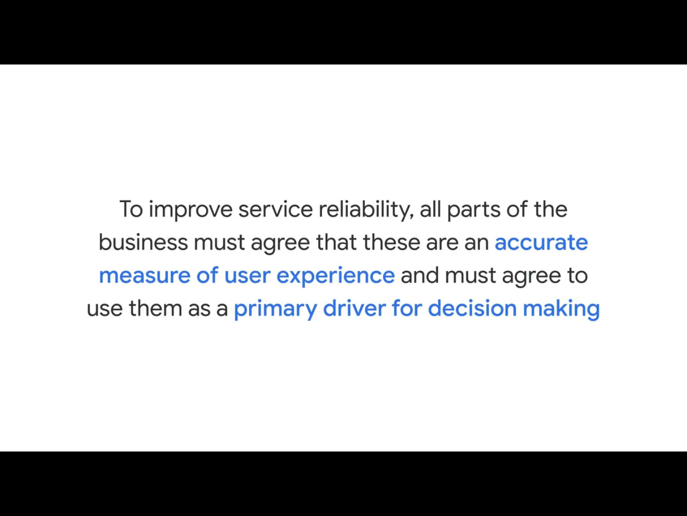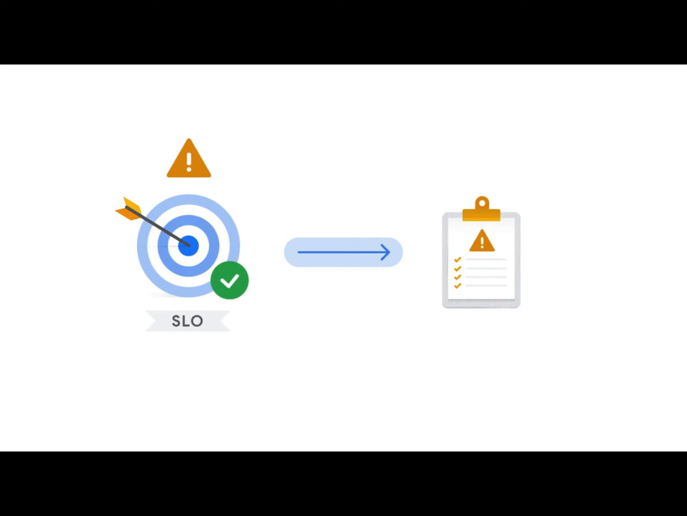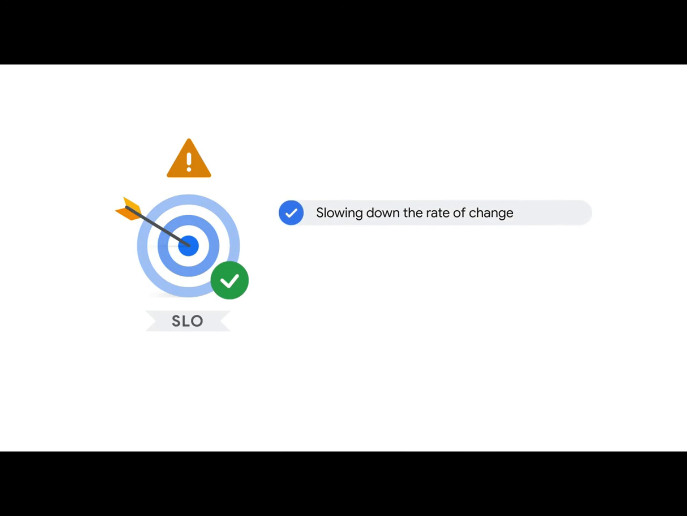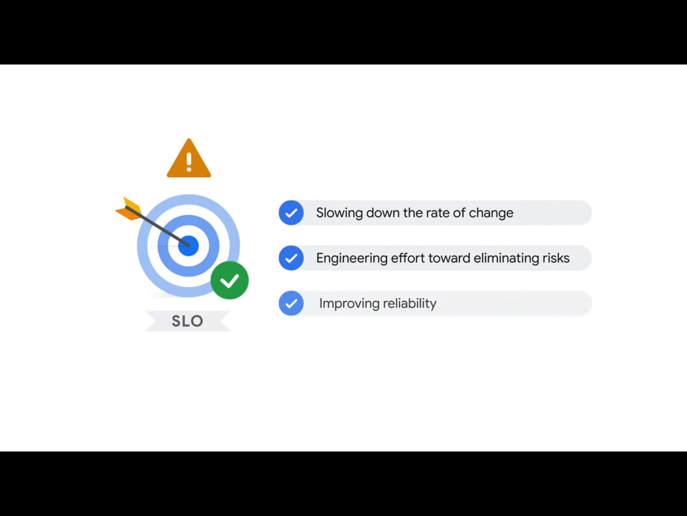For SLOs, SLIs, and SLAs to help improve service reliability, all parts of the business must agree that they are an accurate measure of user experience and must also agree to use them as a primary driver for decision-making. Being out of SLO must have concrete, well-documented consequences, just as there are consequences for breaching SLAs. For example, slowing down the rate of change and directing more engineering effort toward eliminating risks and improving reliability are actions that could be taken to get your product back to meeting its SLOs faster.